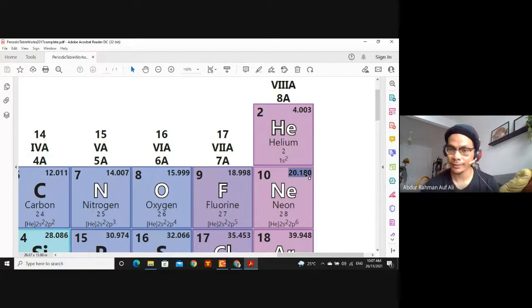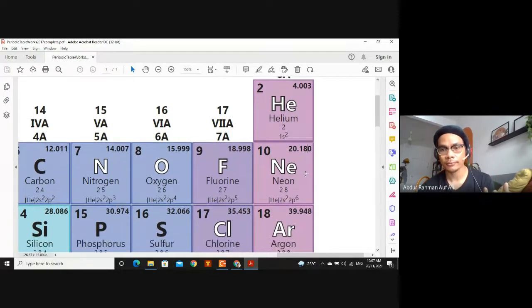That's why we learn that dalam the previous class, kita tahu macam mana nak kira bilangan neutron dan bilangan proton. Okay? So kalau dalam soalan tadi ditanya mana lebih berat, neon dan argon.